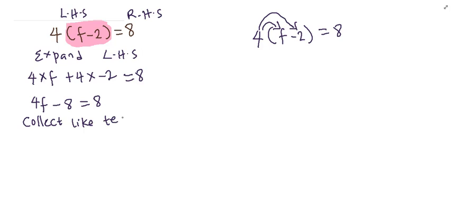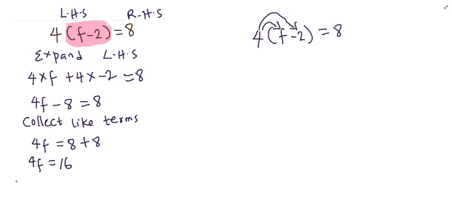So we are collecting like terms. This question looks a little bit more tasking or challenging, but I assure you that if you take the necessary approach, you definitely get it. So we have 4f is equal to 8 plus 8. Remember, it's crossing the equality sign, so the sign has to also change. Yes, the sign has to also change, right? Okay, 4f is equal to 8 plus 8 is 16.